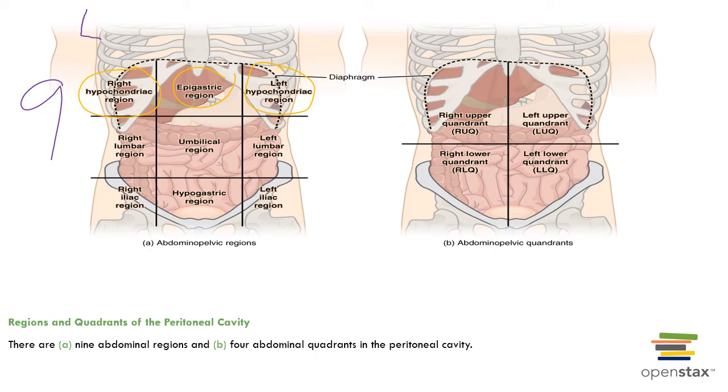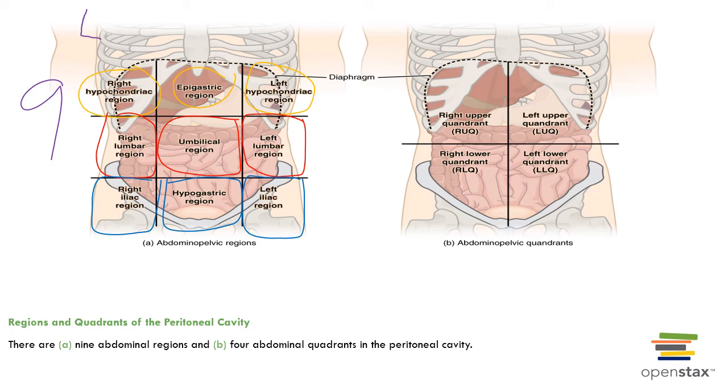Just below that, or inferior to that, we have a right lumbar region, an umbilical region, and a left lumbar region. Inferior to those, we have, let me do that in blue, a right iliac region, a hypogastric region, meaning it's below the stomach or below the umbilicus, and then a left iliac region right here. So those are the 9 regions of the lumbopelvic area.